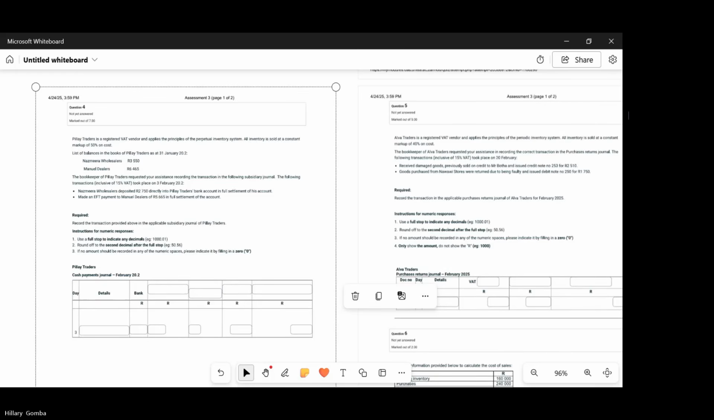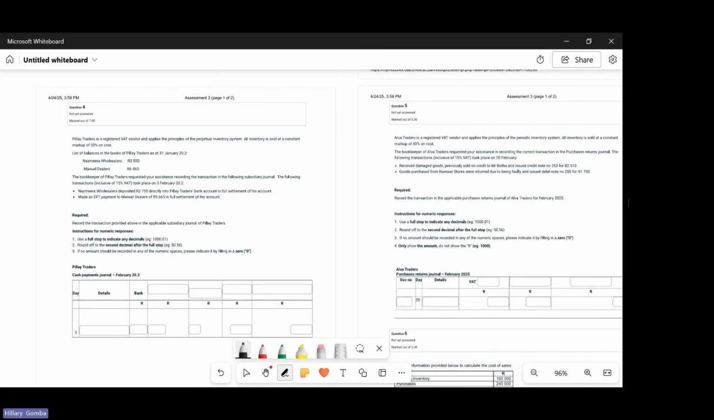I think Nazrima is the one that is owing us. And then we are owing manual dealers? Yes, that is correct. Because in Asmira, they told us that he deposited 2,750 directly into PLI Traders bank account, which is our bank account. So which means this one is a CRJ, and then the other one is the CPJ. So which means this is the one that we need to record.